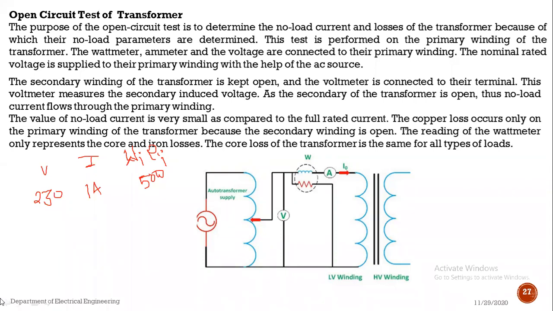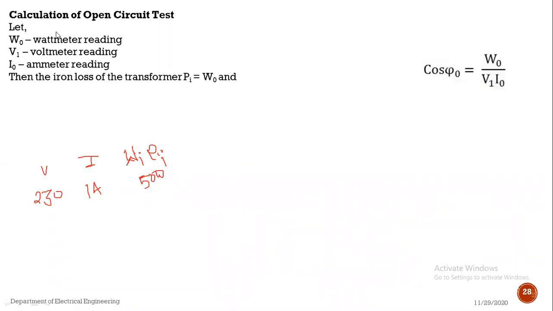After the readings we are able to do the calculation. कॅल्क्युलेशन आपण करू शकतो आणि no load circuit parameter calculate करतो. So that means we are able to calculate the equivalent parameters. त्याचे equivalent parameter आपल्याला calculate करायचे. See, calculation of the open circuit test. Let W0 be the wattmeter reading, V1 the voltmeter reading, and I0 the ammeter reading. So the iron loss of the transformer, that is PI, is equal to the no load power taken from the supply.